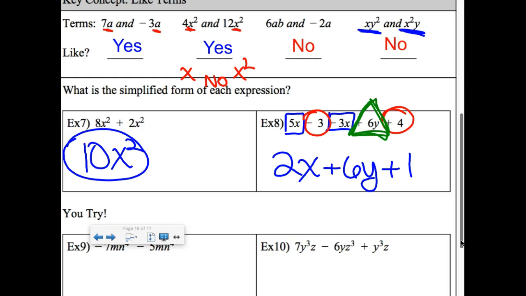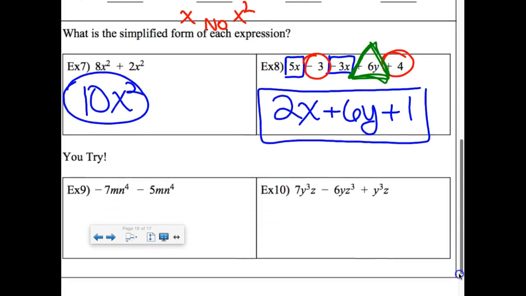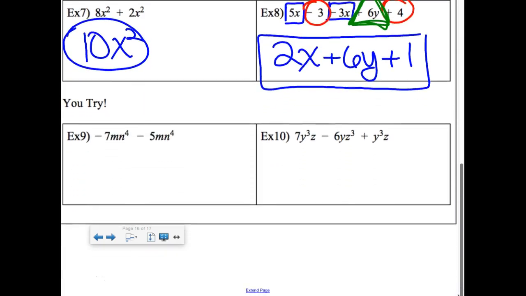I really like this alphabetical order. So this one is done. There's nothing else we can do there. Okay. All right, take a moment. You try, pause the video, push play, try it out.